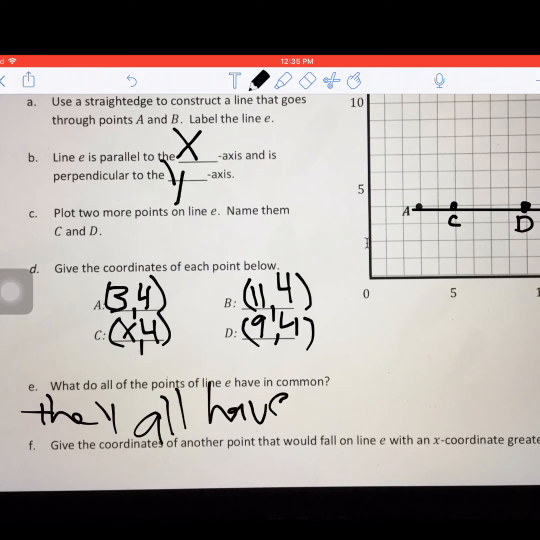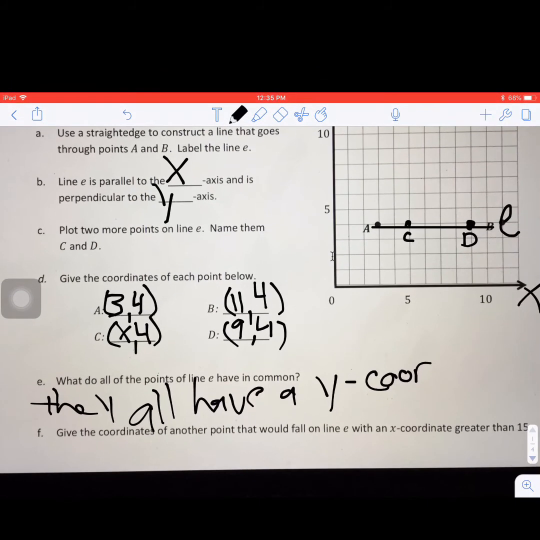They all have a y coordinate of 4. Awesome.